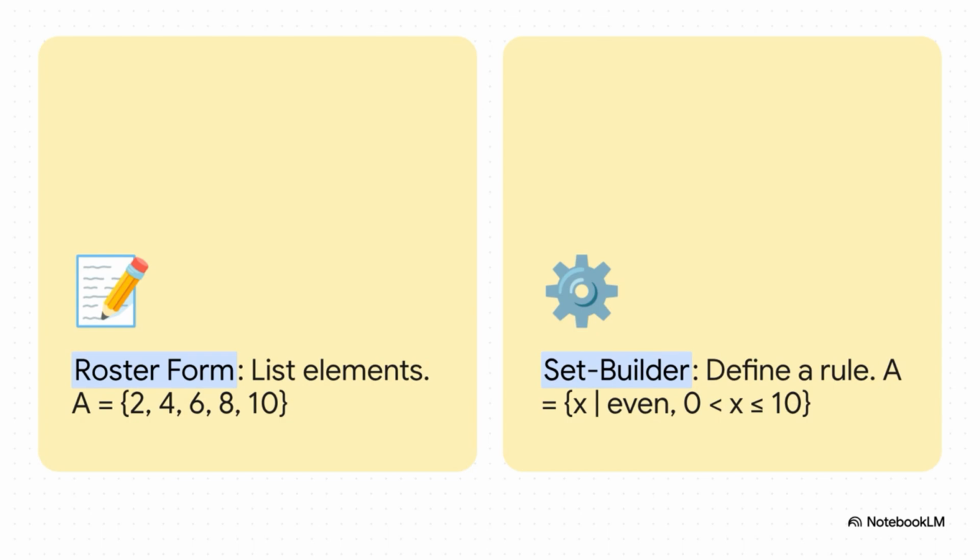Easy enough. But what if your set has a million elements? You don't want to write all that. That's where set builder form comes in. Instead of listing every element, you just define a rule. You'd say A is the set of all x, such that x is an even number between 0 and 10. It's the exact same data, just expressed as a logical condition.